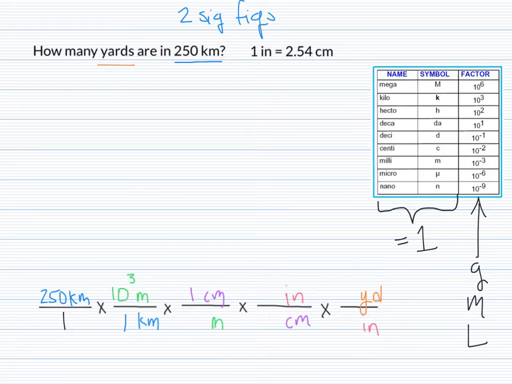Then going over to the chart, centimeters, that's all in 1 fraction. I go to centi, and 10 to the negative 2 meters is what equals 1 centimeter. So I'm going to go ahead and put 10 to the negative 2. I know that's a little bit sloppy. Let's see if I can fix that a bit.